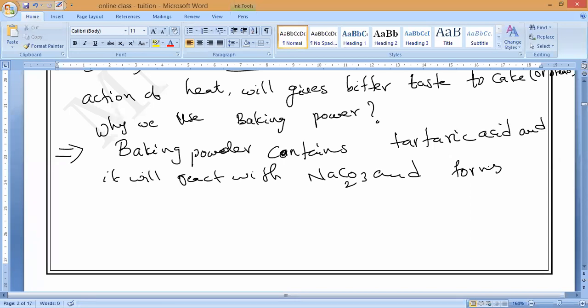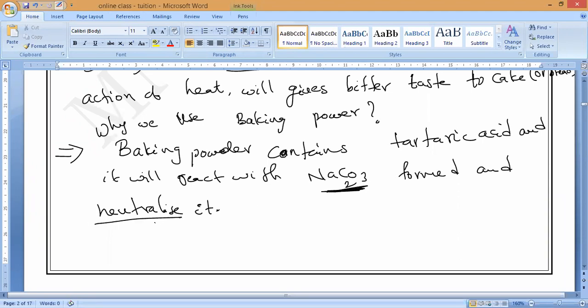Sodium carbonate is neutralized. Now, if both tartaric acid and sodium carbonate react, we get one salt. Neutralization means one salt will be produced. So what is that salt name? I already taught you just now. Can you say it? What is that salt called?